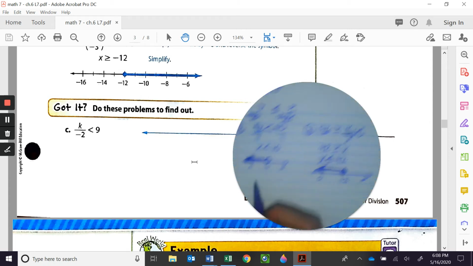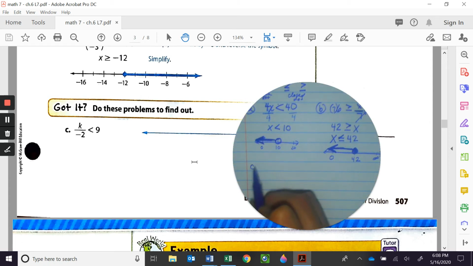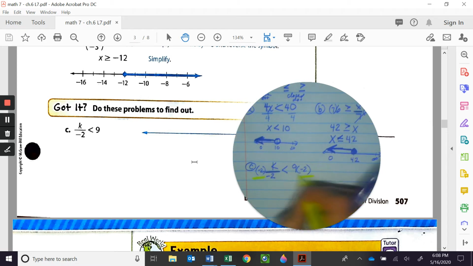Okay, so let's look at C. So we have k over negative 2 is less than 9. Okay, so because it's division, we're going to multiply by negative 2. And the moment that you multiply by a negative, the inequality flips. So now we have greater than. K is now by itself. 9 times 2 is 18, and the negative stays negative.